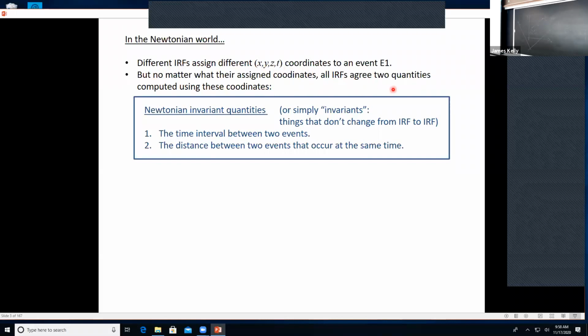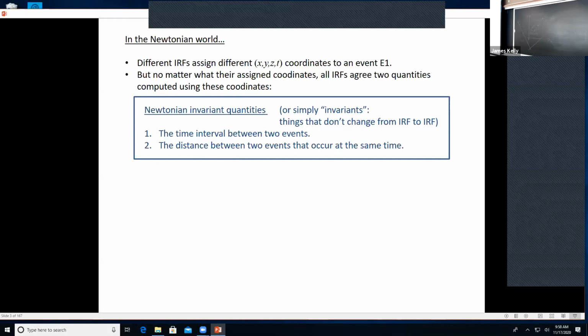No matter what the assigned coordinates, the IRFs are going to agree on two quantities in this case that we can compute using the coordinates. They're called the Newtonian invariant quantities. They won't be invariants for special relativity, but we're just trying to get the idea of it. So when we say invariance, we mean in this context, you can change the origin of your coordinate system, you can change the orientation. When I say coordinate system, it's like an IRF, and you can change how fast your IRF is moving relative to other IRFs, okay?